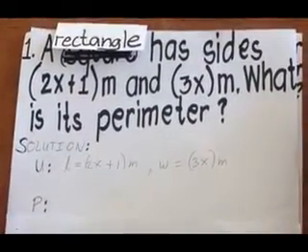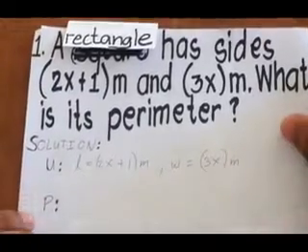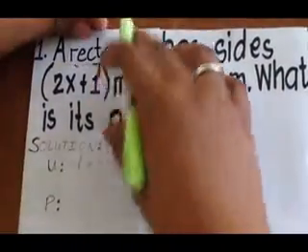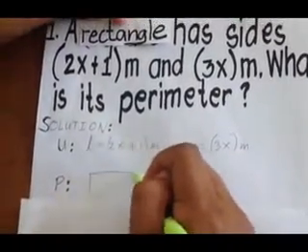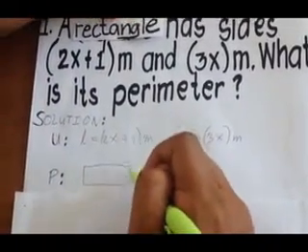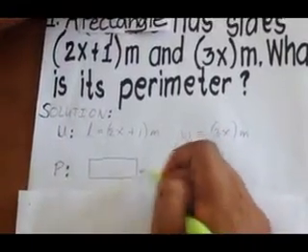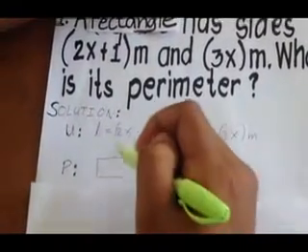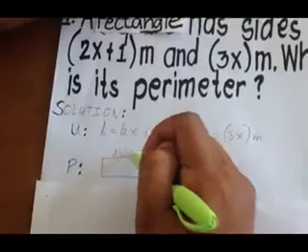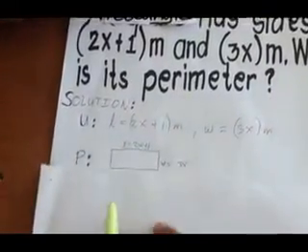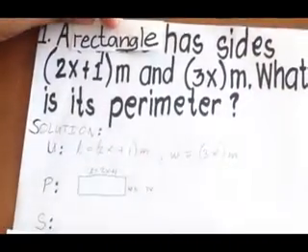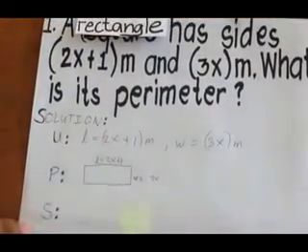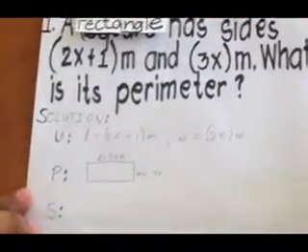Now, the second step, P, or we will plan a strategy. In this step, we can make a diagram. So since the problem is all about a rectangle, we will draw a rectangle. So this is the width, 3x. This is the length, 2x plus 1. Now, what is asked in the problem is the perimeter. The third step is we can now solve the problem.